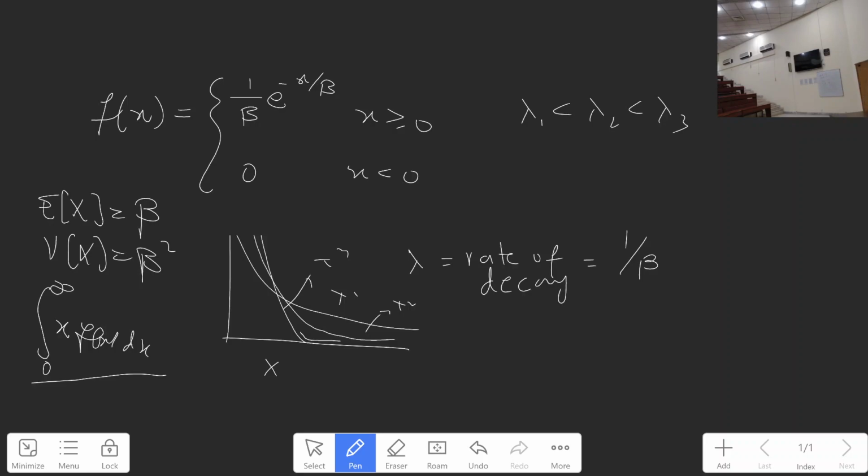I won't do it here, but there is a relation between Poisson, which is counting, discrete, and the time intervals which are continuous. So if the process is Poisson, its time intervals, the lengths of the intervals, are actually exponentially distributed. It is continuous.